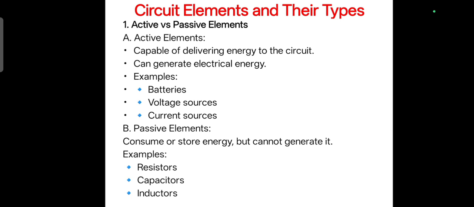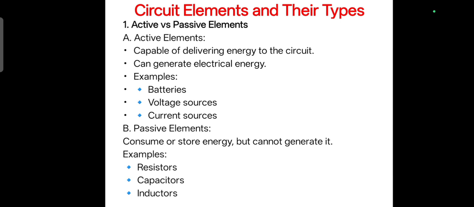So first we will discuss the active versus passive element. What is the active element? What are the examples of that we will discuss. So first one is the active element, which has the capability of delivering energy to the circuit. This means that it can generate electrical energy. So active elements can generate electrical energy. Examples of active elements are batteries, voltage sources, current sources.